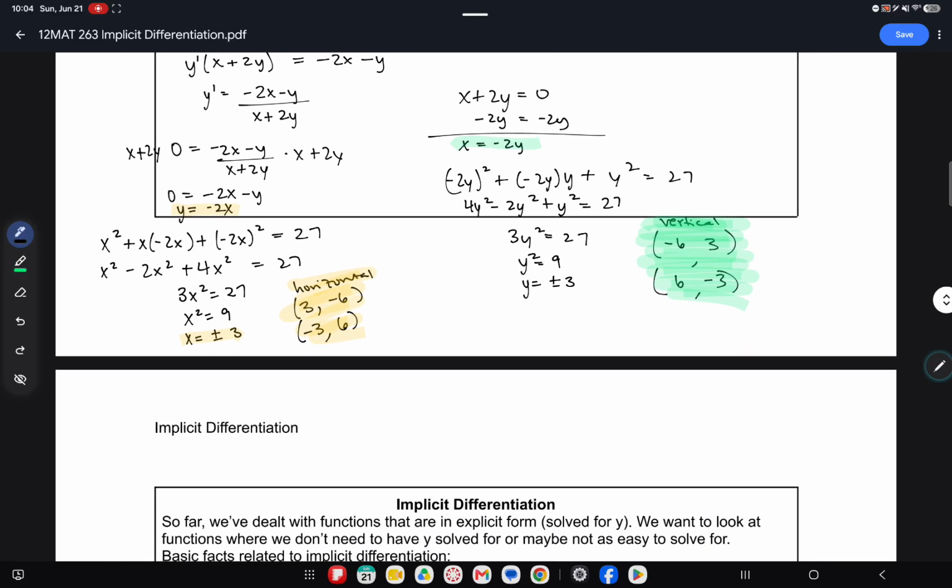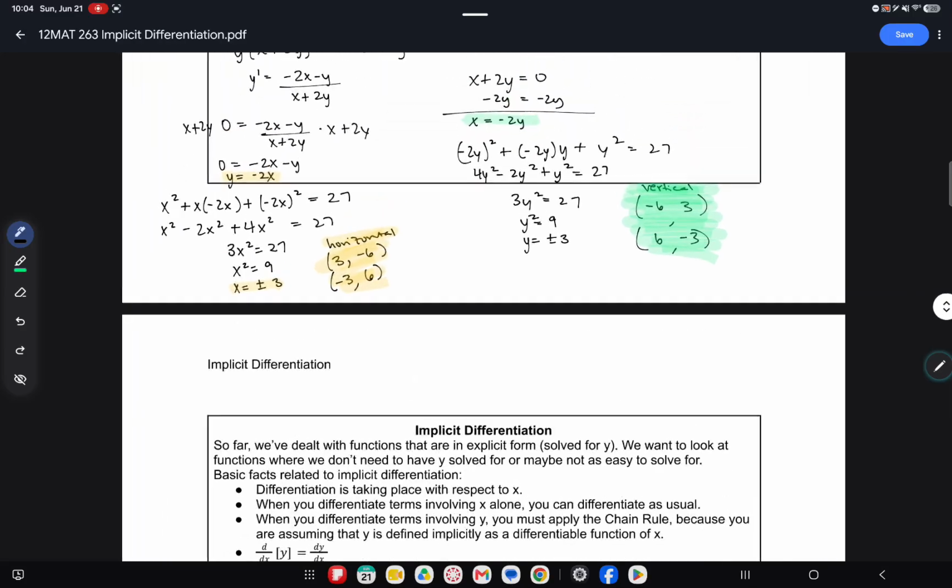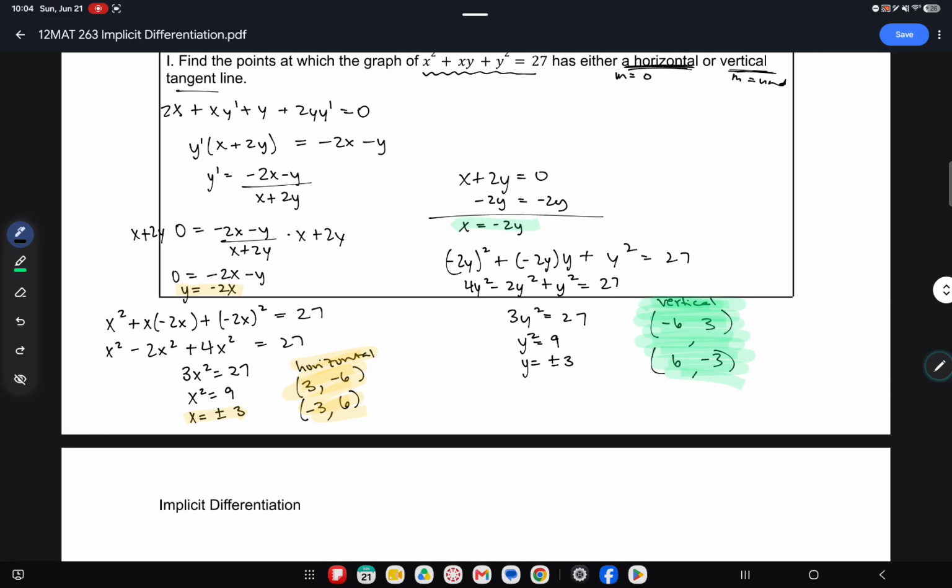Alrighty. And yeah, that is actually all for implicit differentiation. So if you have any questions, let me know.